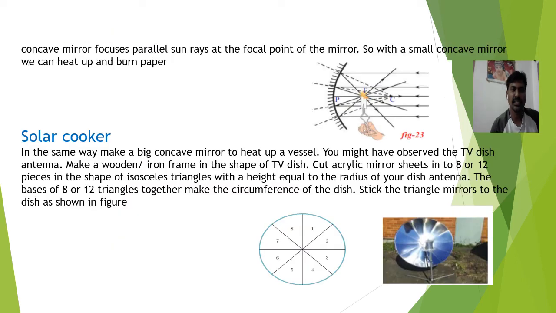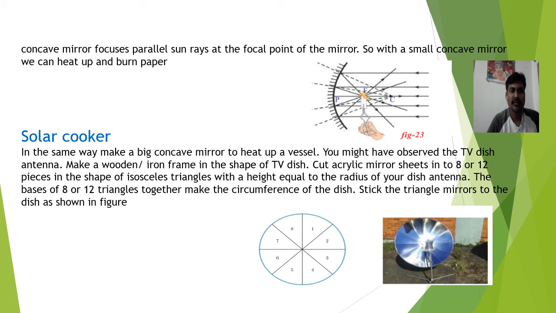We know that Archimedes burnt ships by using a focal point. A concave mirror focuses parallel sun rays at the focal point of the mirror. So with a small concave mirror, we can heat up and burn paper. By using this technique, we can make a solar cooker.